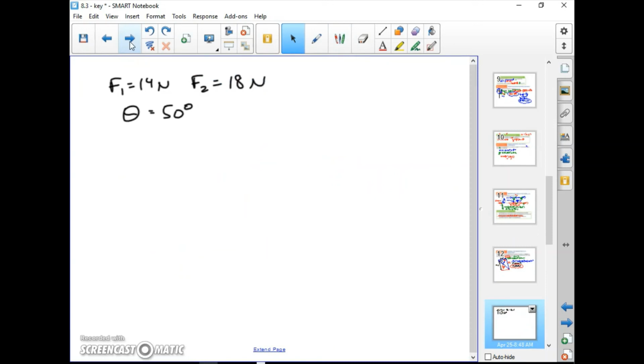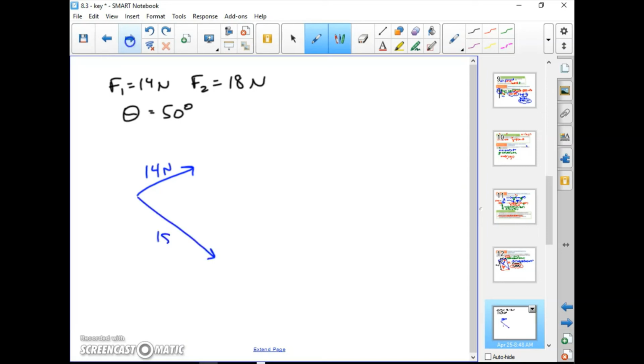So then, before we move on, I just would like to draw another picture. I want you to think about how this picture works. And think about a force of 14 newtons and another force of 18 newtons with a 50-degree angle in between them. So, I don't know. It doesn't have to be perfect. Picture's going to look something like this.